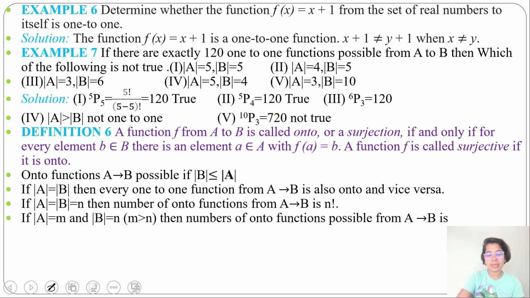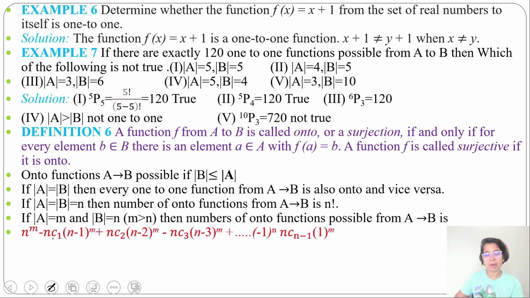And if A cardinality equals m, B cardinality equals n, and m is greater than n, then the number of onto functions possible from A to B is n power m minus nC1 (combination) times (n minus 1) power m plus nC2 times (n minus 2) power m minus nC3 times (n minus 3) power m, up to minus 1 power (n minus 1) times nC(n minus 1) times 1 power m. This is the formula for the number of onto functions possible from set A to set B.